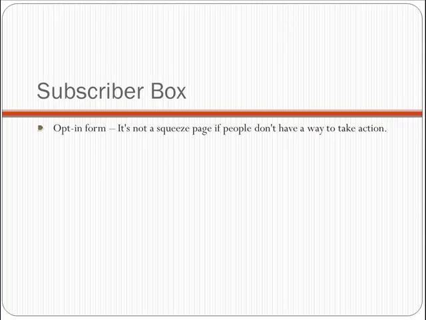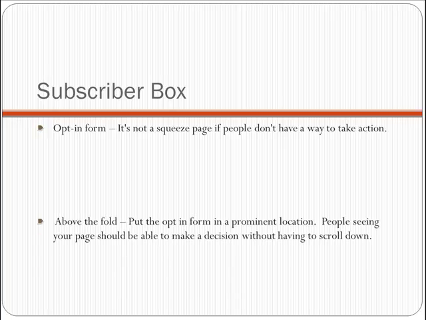Subscriber box. This is your opt-in form. This is that code that we were talking about that you're going to get from Aweber when you create your web forms. You're going to get a code that you're going to be placing on your squeeze page, and we'll be showing you how to do that. So we're not going to get into that today, but opt-in form: it's not a squeeze page if people don't have a way to take action. If you're just giving them a headline, list of bullet points, and no way for them to put their name and email or anything, it's not a squeeze page. You've squeezed nothing out of them.